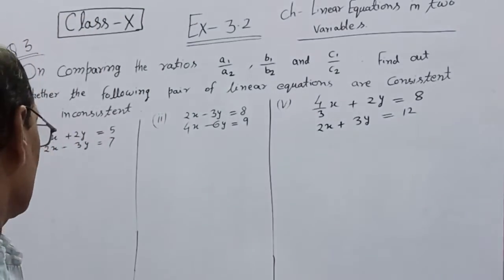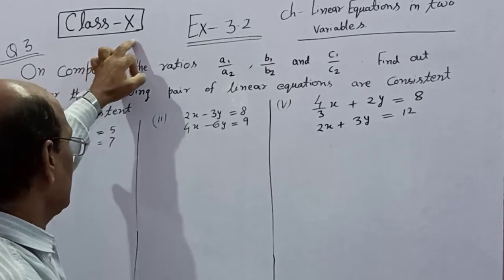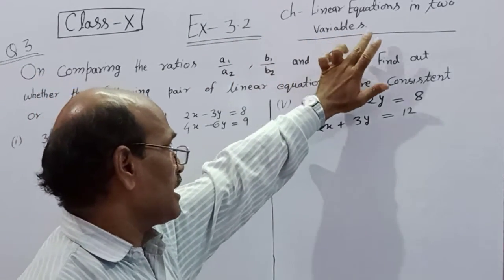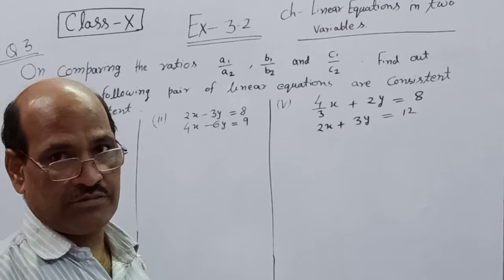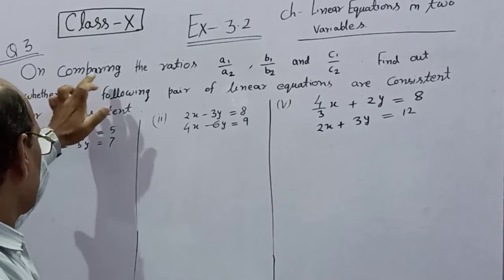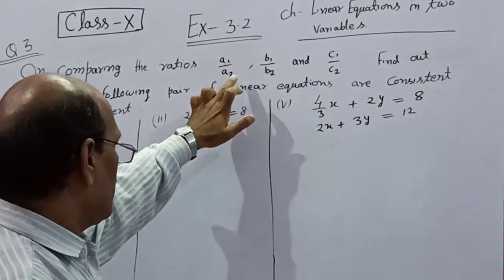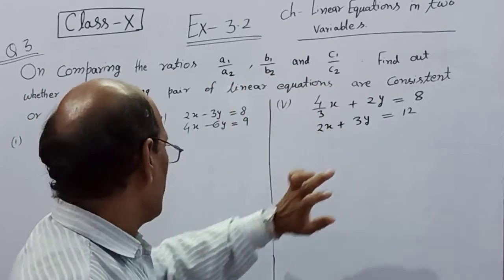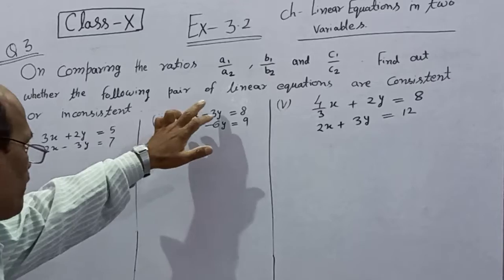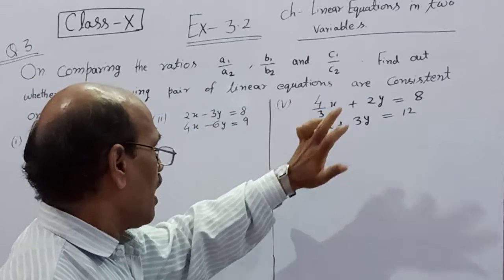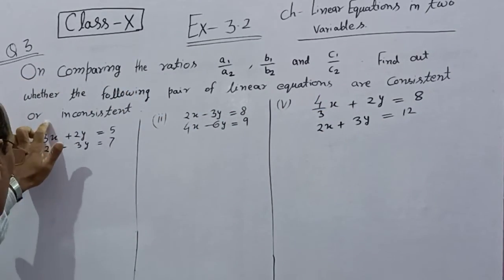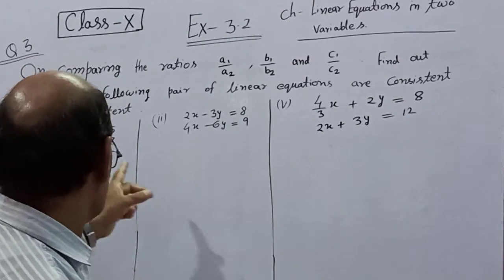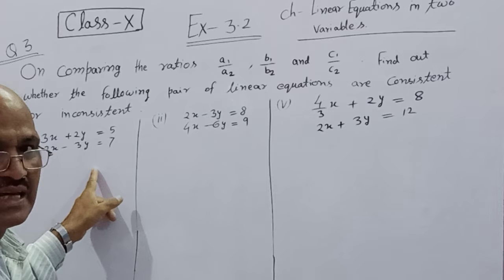I am studying question number 3, class 10th exercise number 3.2. Chapter is linear equations in two variables, right? Question is on comparing the ratios a1 upon a2, b1 upon b2 and c1 upon c2. Find out whether the following pair of linear equations are consistent or inconsistent. Okay, we have to check whether this equation is consistent or inconsistent.